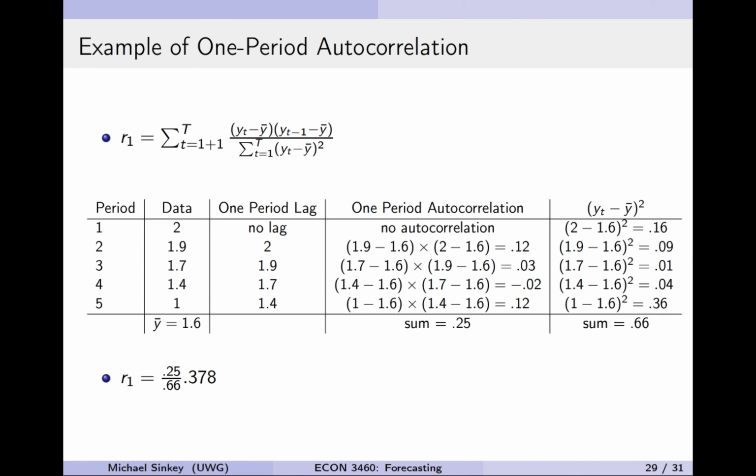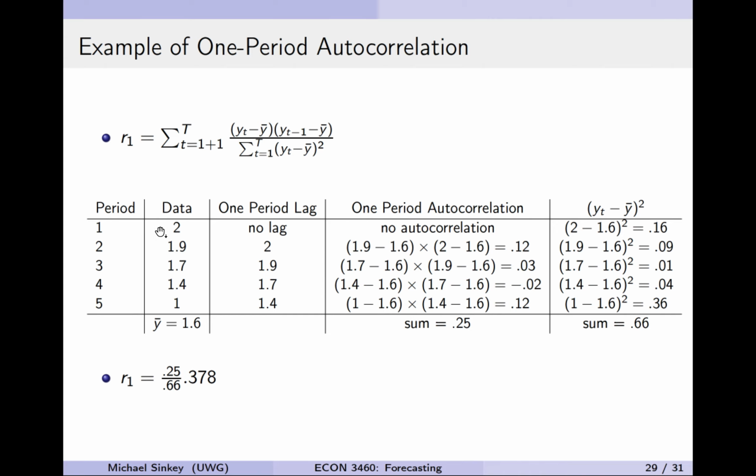Okay, so how do we calculate this autocorrelation? Let's say we want to do a 1-period autocorrelation. We have 5 periods of data, and the data are trending down: 2, 1.9, 1.7, 1.4, and 1. The average of the data set: we add these up, I have 8 divided by 5, that's 1.6. Now I compare the data from period 1 to the previous period. There is no lag, so there's no ability to calculate autocorrelation, but I do include the first data point in the denominator of the autocorrelation function.